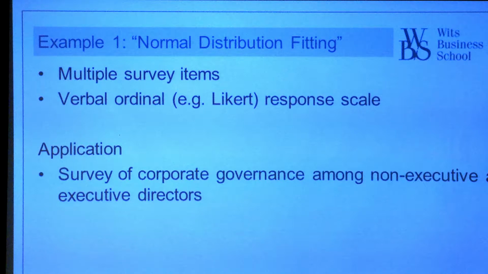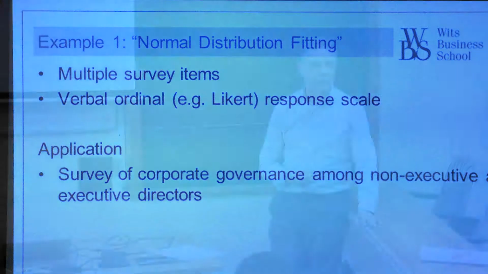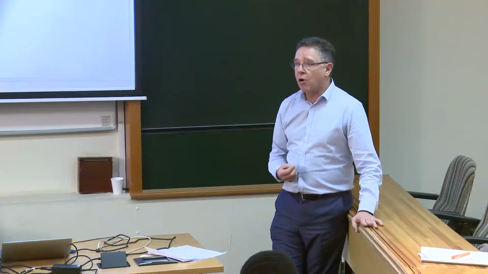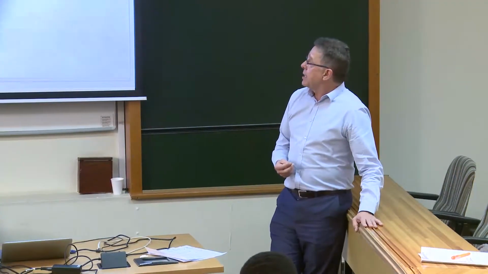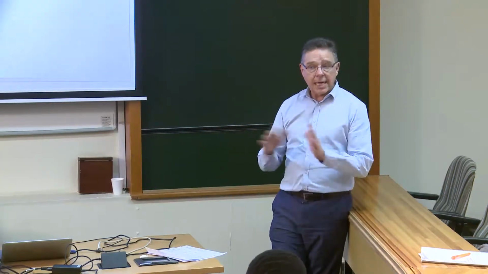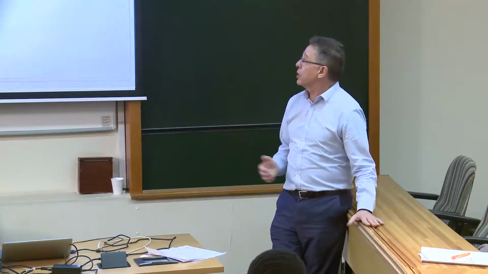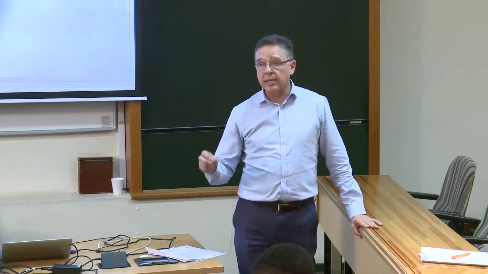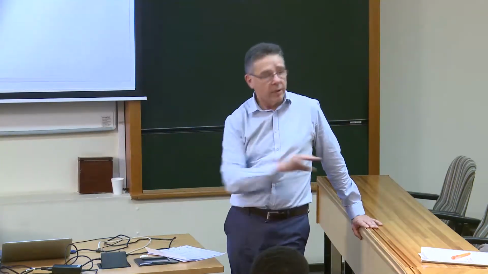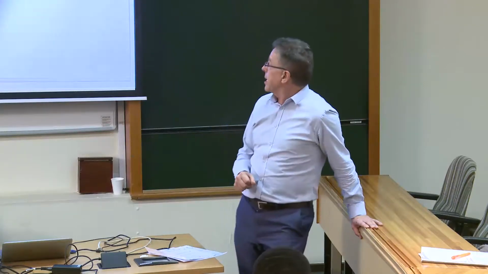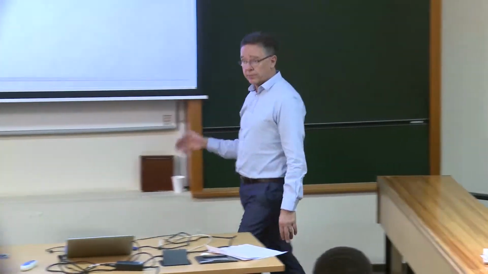The example is some research that was done by a previous student here at the business school. The research was looking at the concept of corporate governance and people's perception of it, and specifically directors, executive and non-executive directors, and their understanding of corporate governance. There were multiple survey items, statements, and the participants were expected to respond on a Likert scale, whether they agreed or disagreed, and how much, on a 5-point scale. So that's the example that I'm going to be showing you.